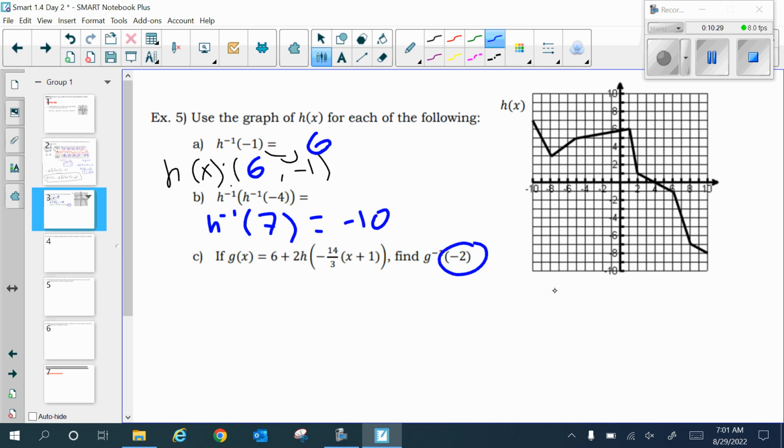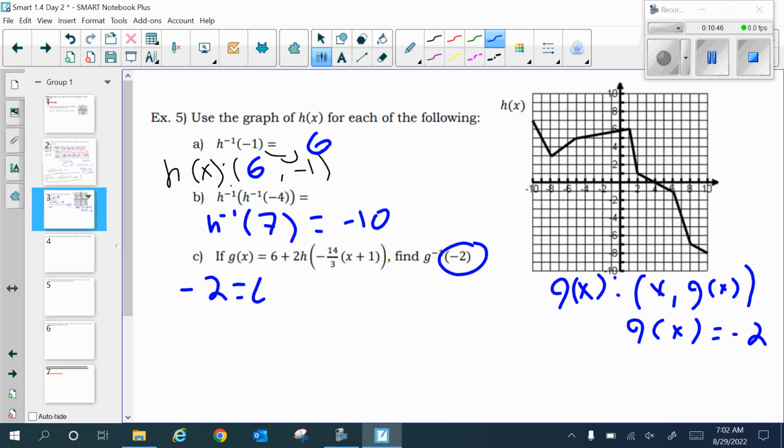This tells me that if I have some point g of x, where it's in the form x comma g of x, that's the y value. So it's telling me g of x equals -2. So I plug in -2 for g of x. I get -2 equals 6 plus 2 times h of that -14 over 3 x plus 1. And I need to solve this out now.